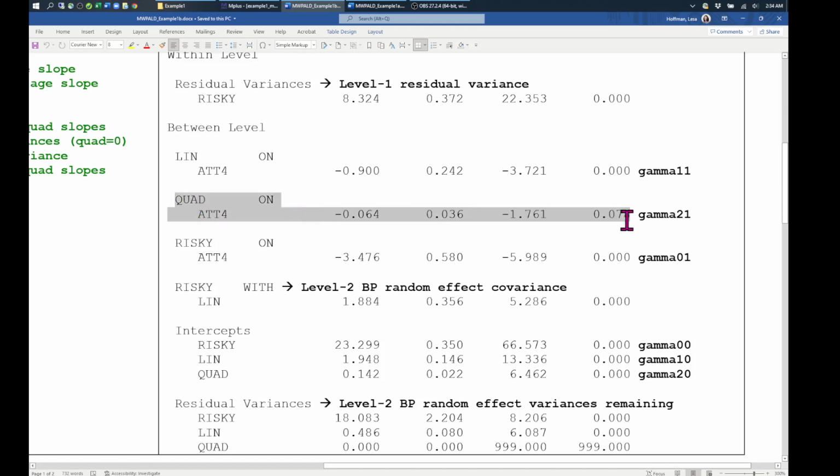And then the effect of attitudes on the quadratic, not significant, but what it does is make it so that there's less of an acceleration for girls whose mothers are more conservative. Okay, how are we doing so far?